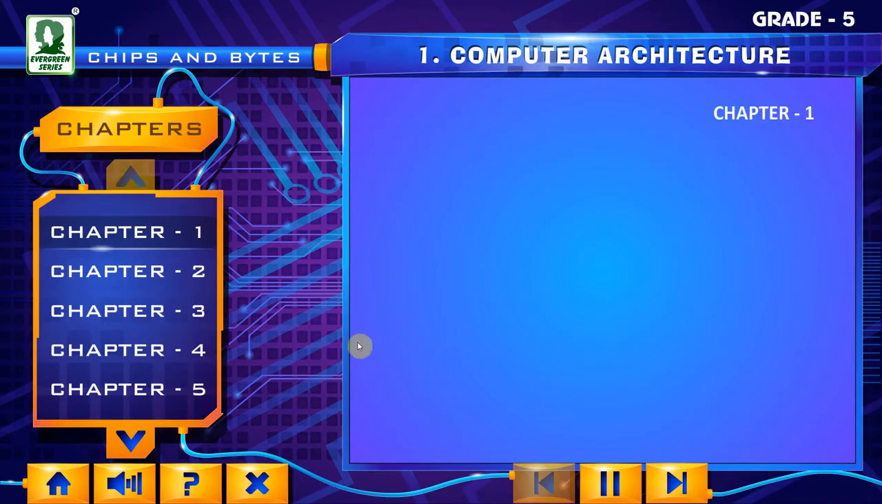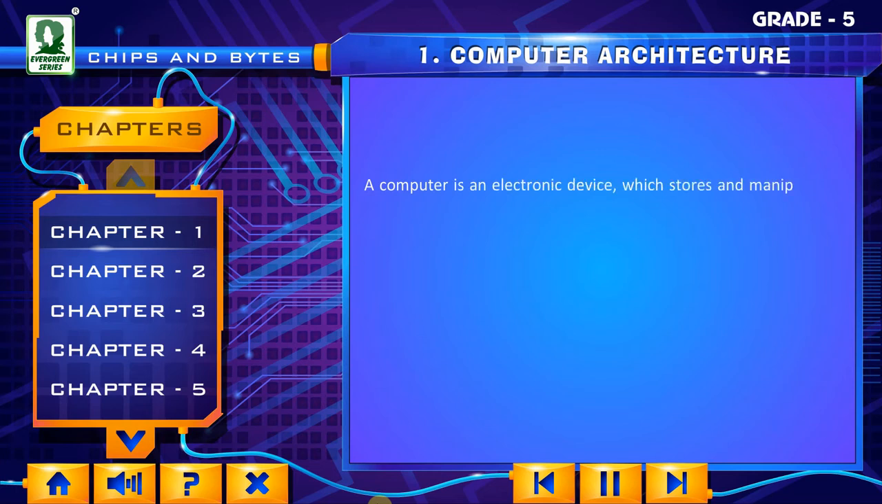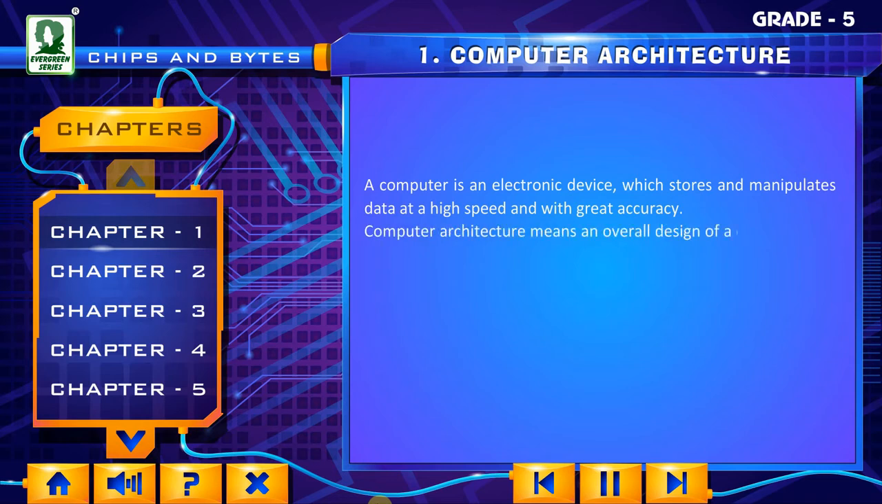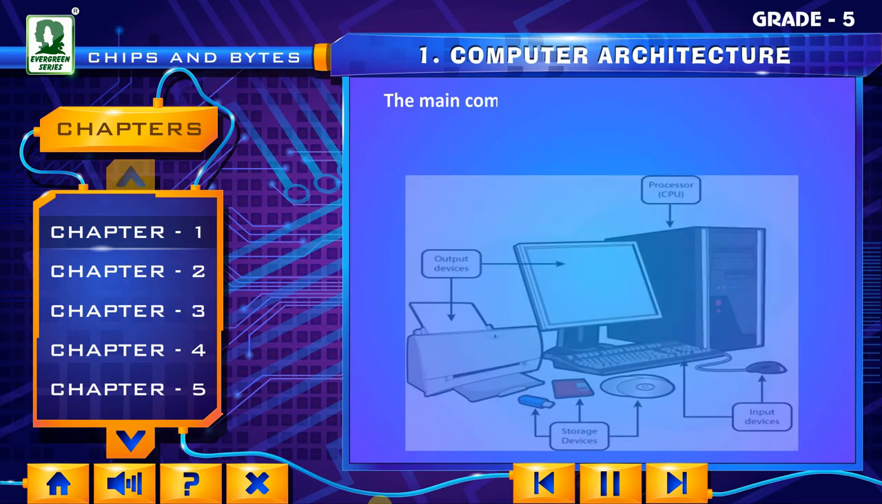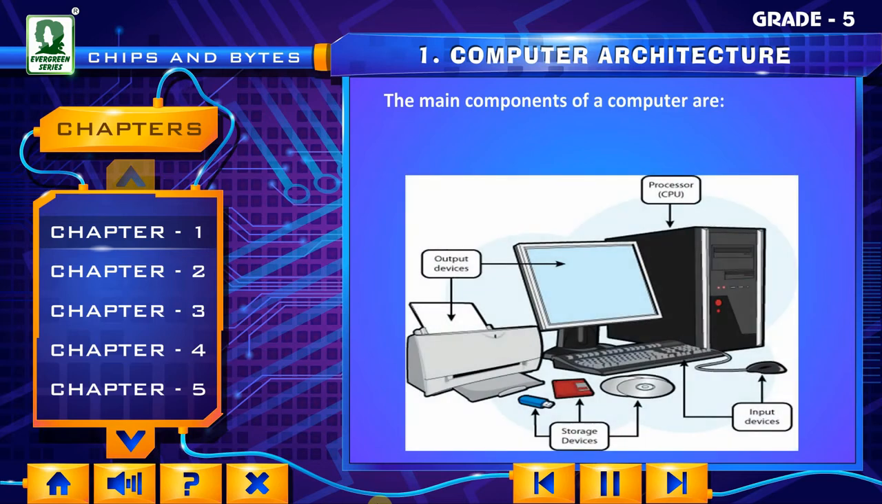Chapter 1. Computer Architecture. A computer is an electronic device which stores and manipulates data at a high speed and with great accuracy. Computer architecture means an overall design of a computer and how its parts work together. The main components of a computer are input devices, processor, that is CPU, output devices, and storage devices.